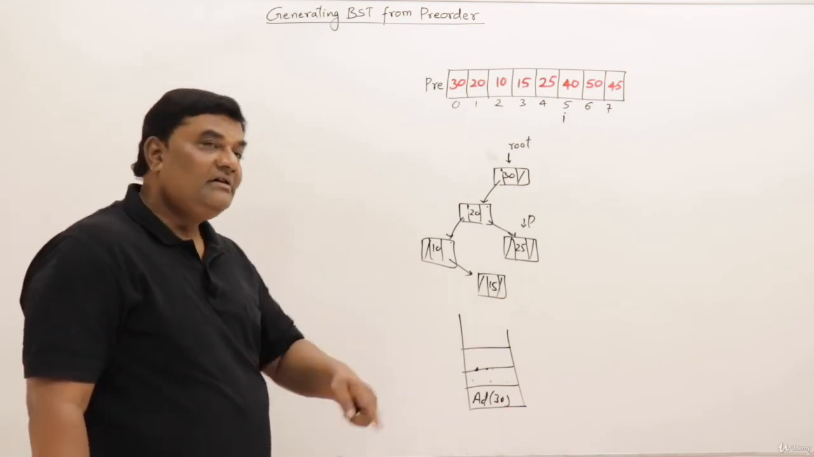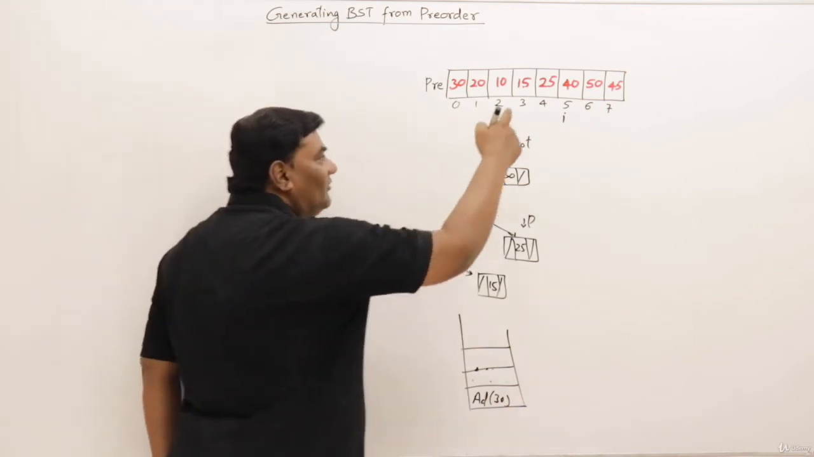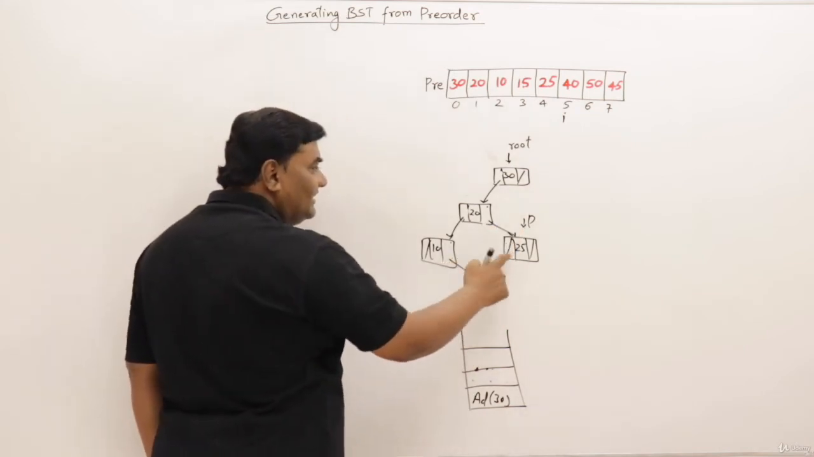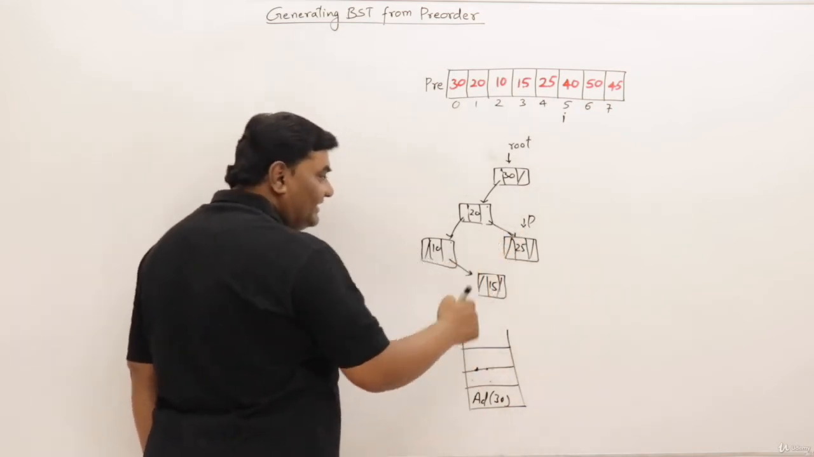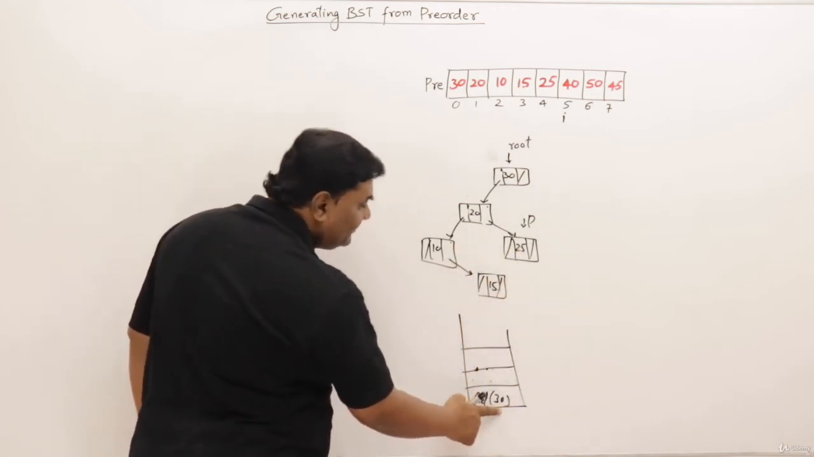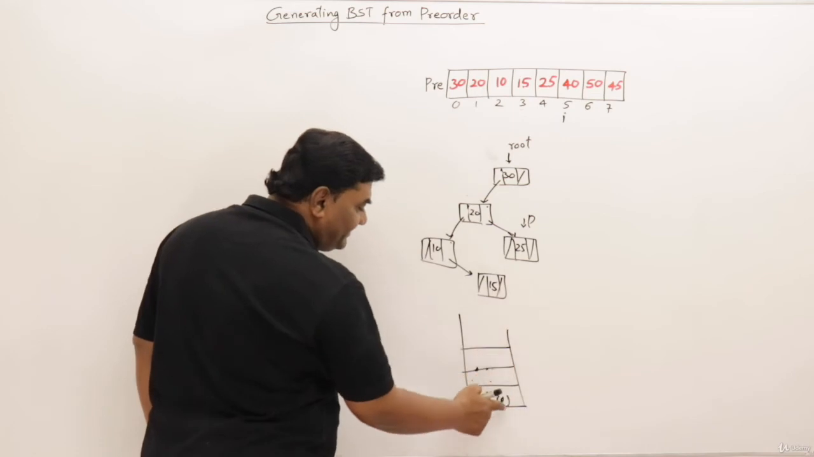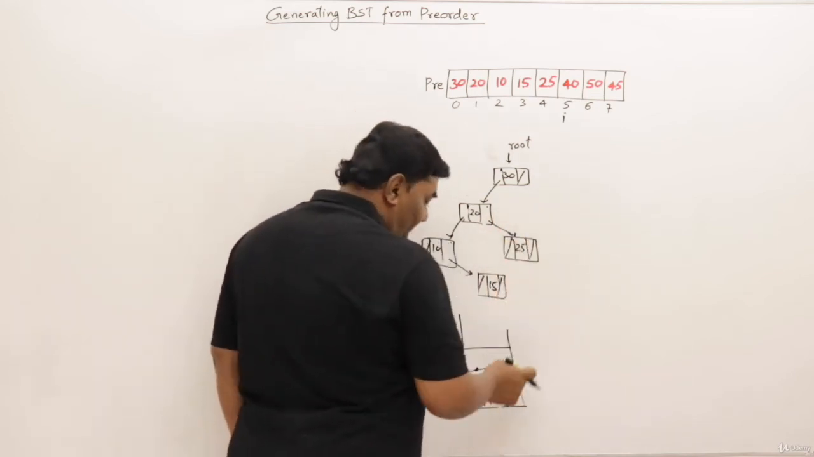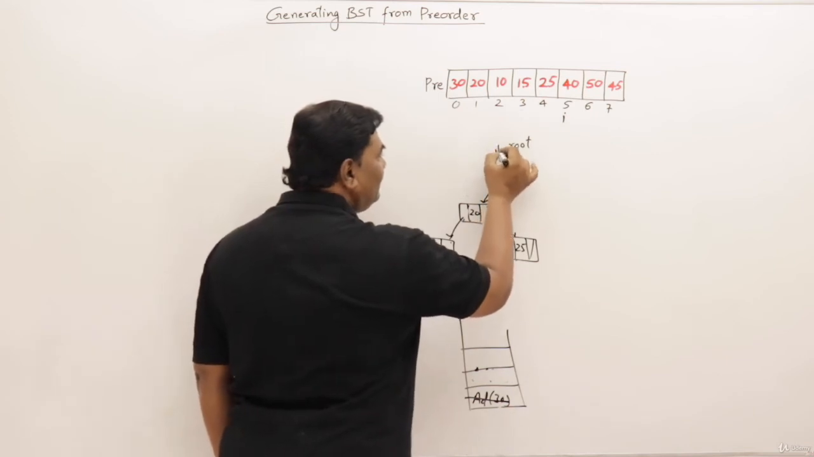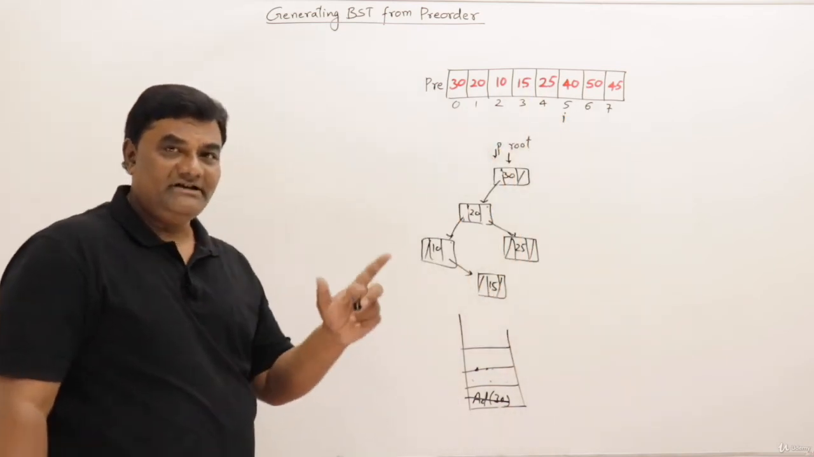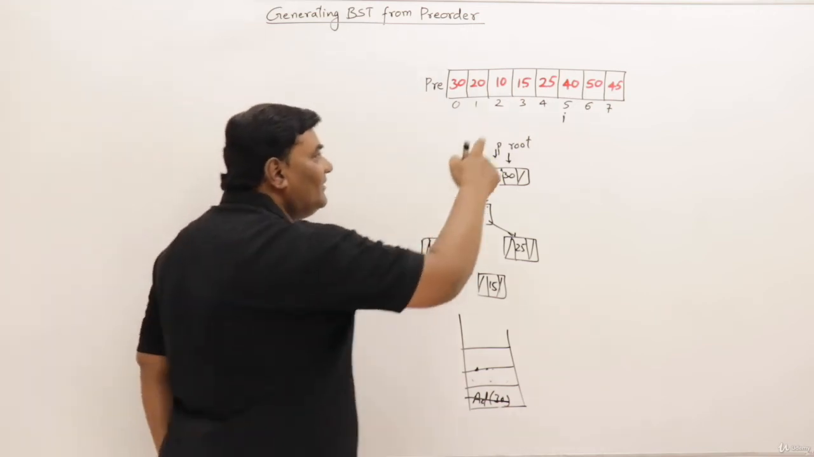Step completed. Repeat. 40. Is it less than 25? Current node is this one. No. Greater than 25? Yes. But is it lying in between 25 and this value 30? No. 40 is not lying in between these two. Then pop out this address and move P to that address. Don't move I. Let it be there only.